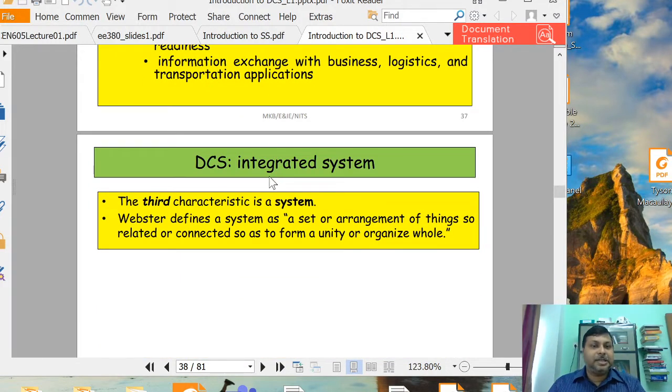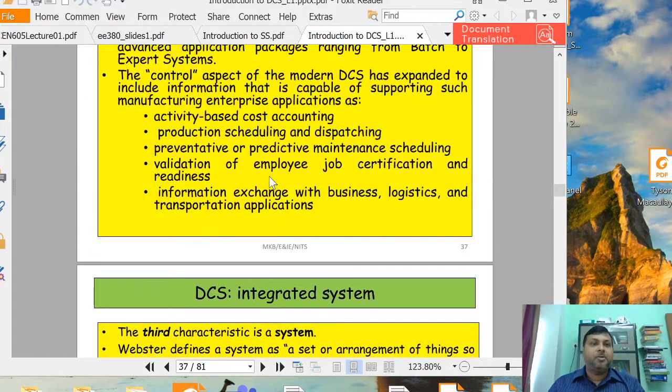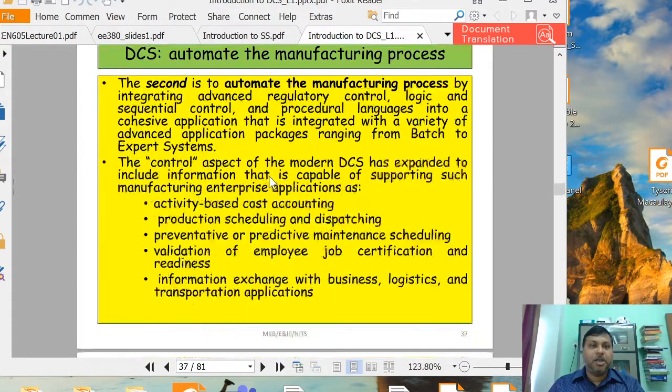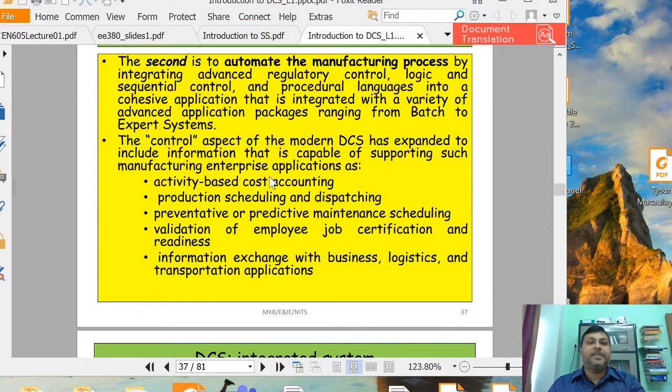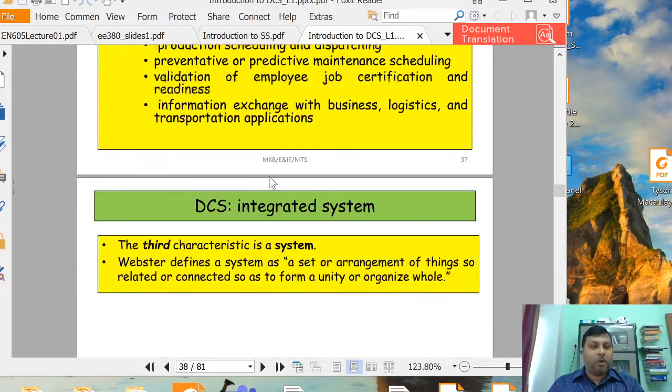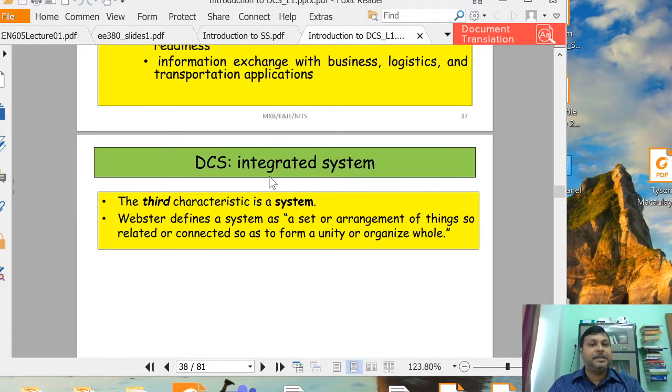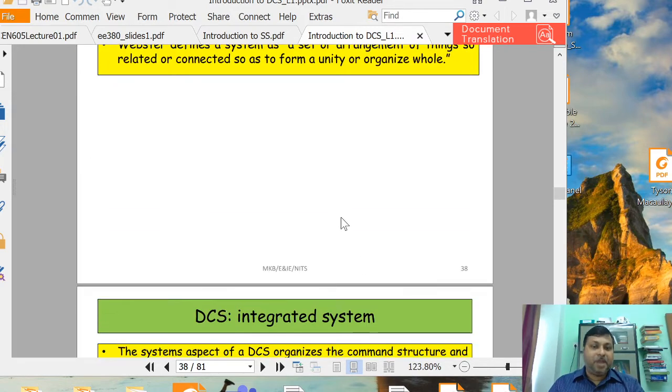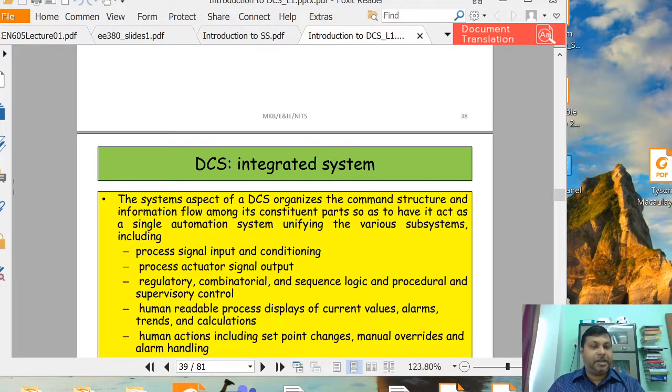So you see, DCS, distributed control system. We have understood about the distribution, and we have understood what control facilities are incorporated in DCS to achieve the automation. The last thing is the system. You can view DCS as a system. And what is the meaning of a system? A system is a set or arrangement of things so related or connected as to form a unity or organized whole. So how is it integrating the system?